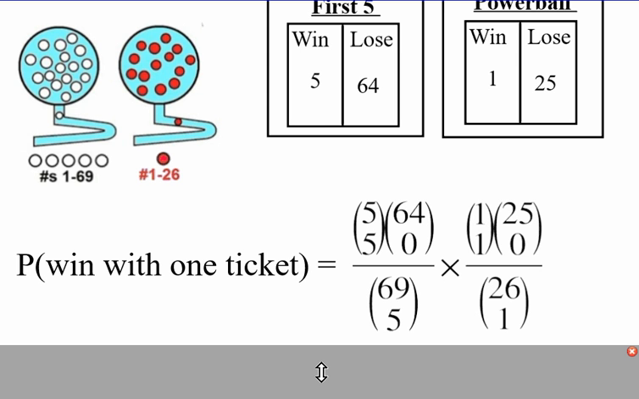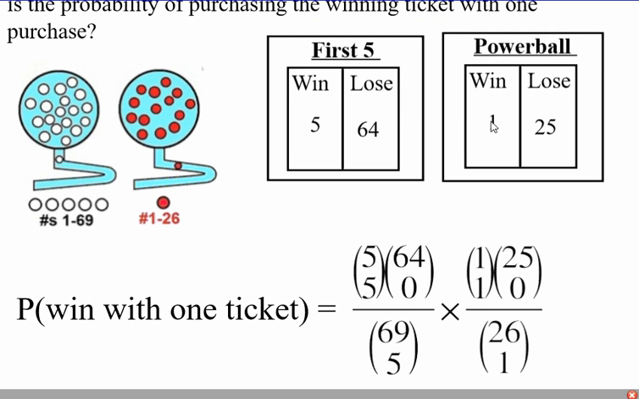In order for me to get a winning ticket, it means from the first five numbers that were winners, so for the first batch, there's numbers 1 to 69. Five of them are winners, 64 are losers, and then they do the Powerball number. You have to match that as well. There's one winner and 25 losers because there's 26 numbers in total.